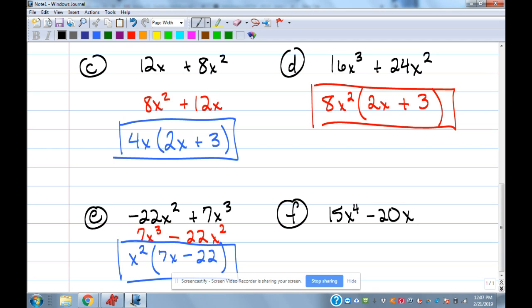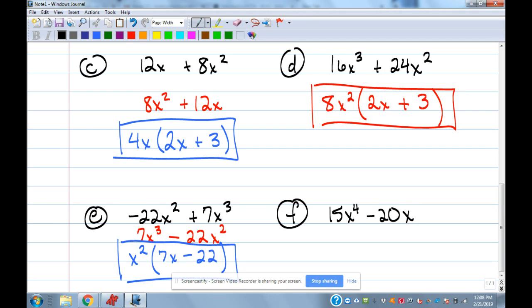Now, 15 and 20. 5 goes into 15 3 times, and 5 goes into 20 4 times. Is there anything bigger that goes into 15? 15 does, but it doesn't go into 20, right? We know that. So 5 is our biggest number.